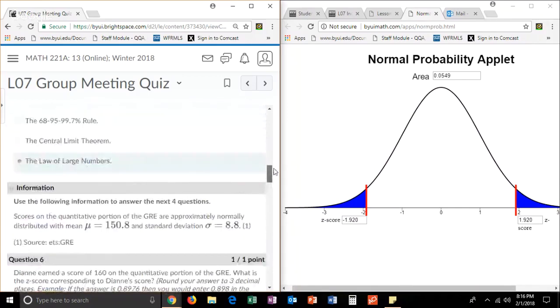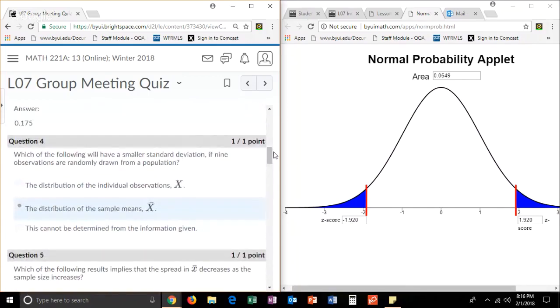Okay. Question 4, I'm writing that in my notes because I want to remember. Not lesson 4, sorry. So the distribution of the sample means x-bar will have a smaller standard deviation if 9 observations are randomly drawn from a population. That's what I'm saying.